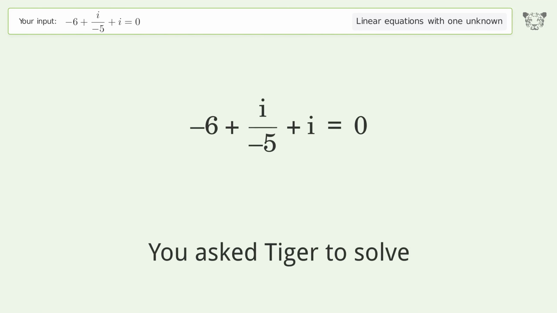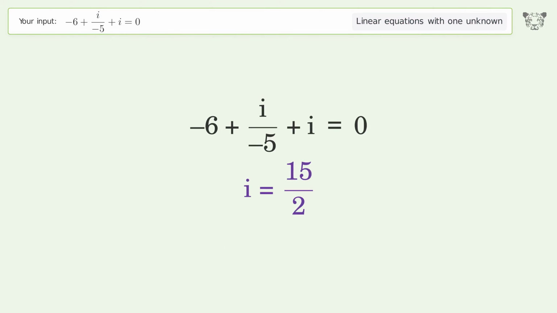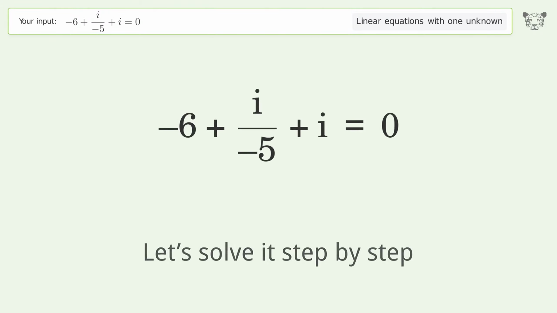You ask Tiger to solve. This deals with linear equations with one unknown. The final result is I equals 15/2. Let's solve it step by step.